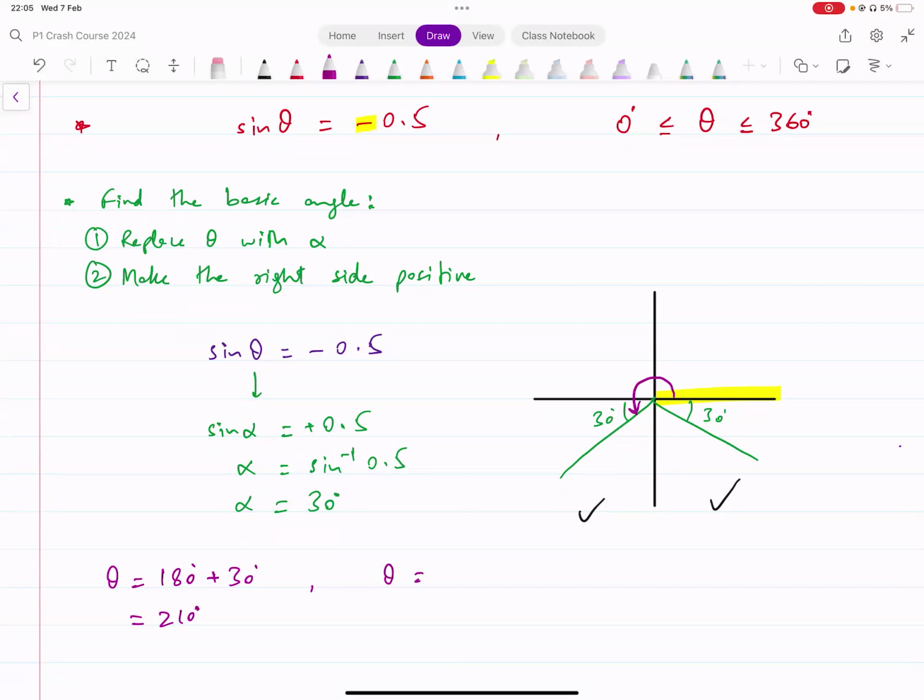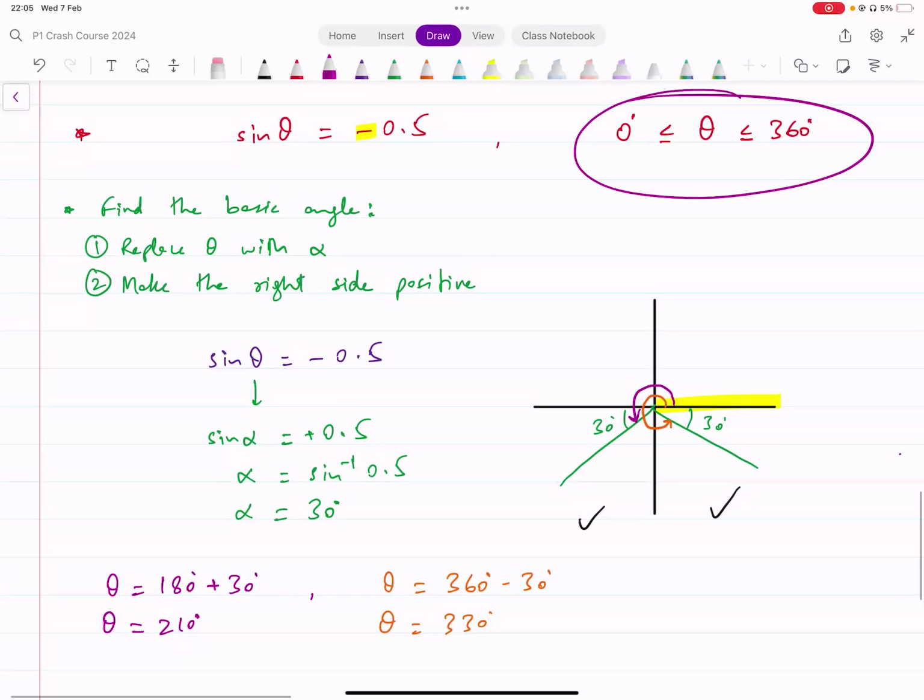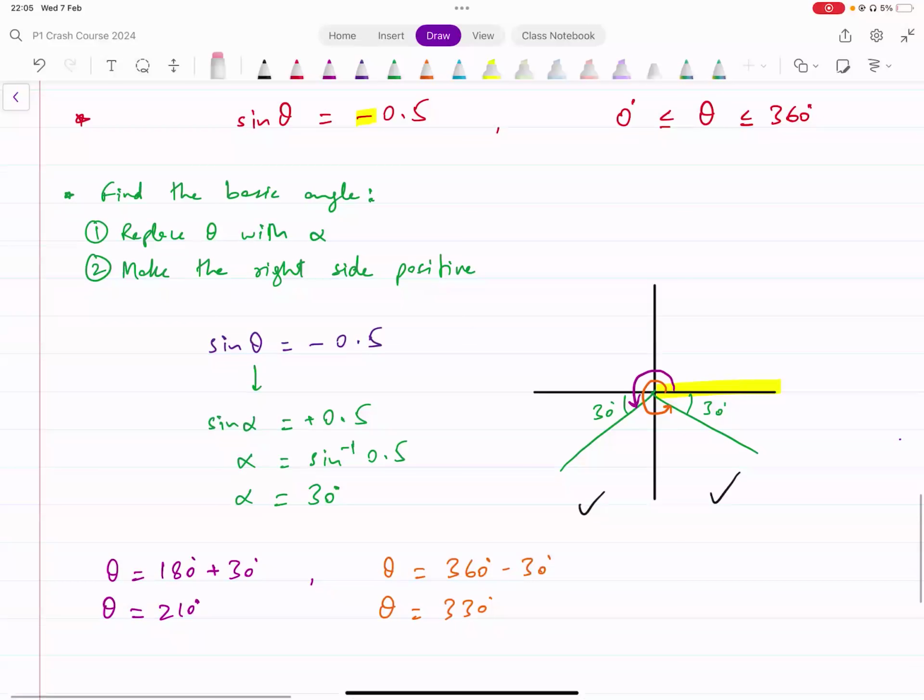And then theta is equal to this angle, which is going to be 360 minus 30 degrees, and that is 330 degrees. These are the two possible answers for theta that we get within this interval that we were given from 0 to 360. These are the two values of theta that satisfy this equation. So how do we solve these equations then? Find the basic angle. How do you do that? Replace theta with alpha.